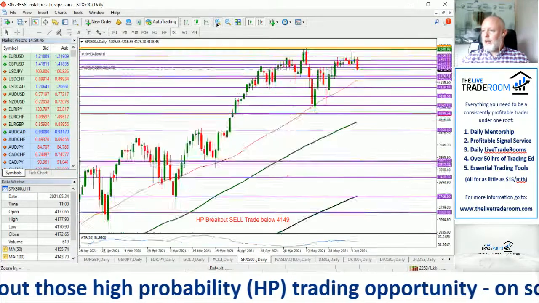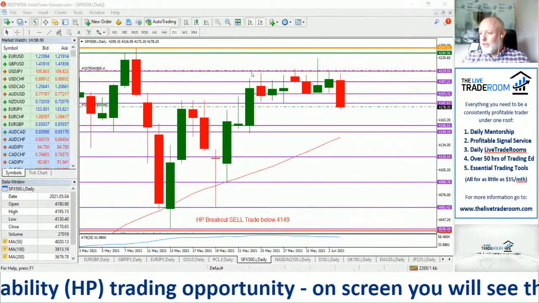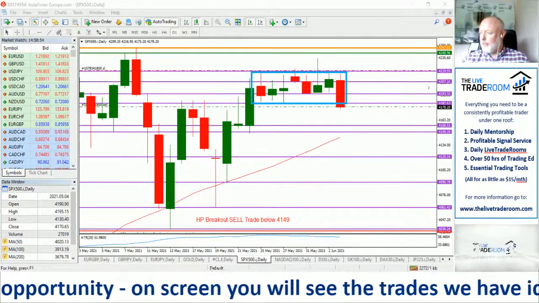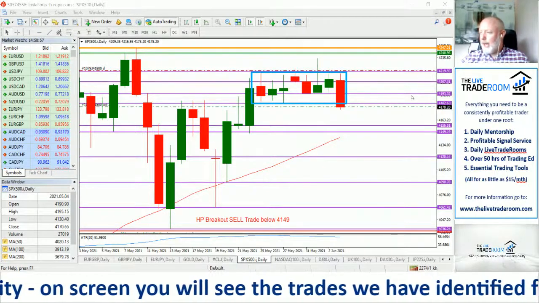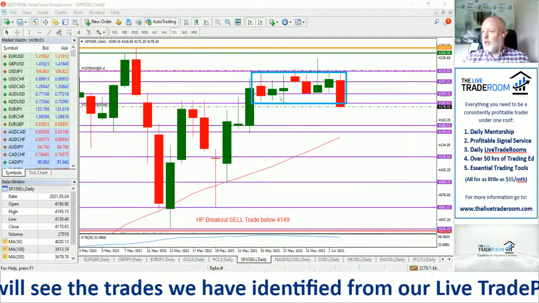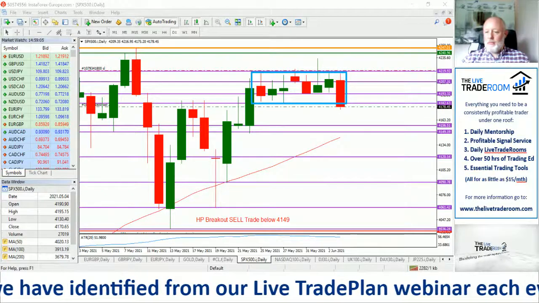So what does it look like on the daily time frame? We can sort of summarize that price action really into this little box here, and we're only talking about a 36 point range in 2, 4, 6, 8 trading days, which is absolutely nothing.